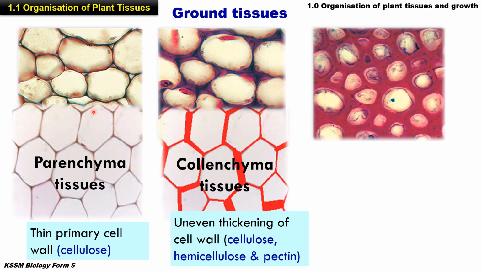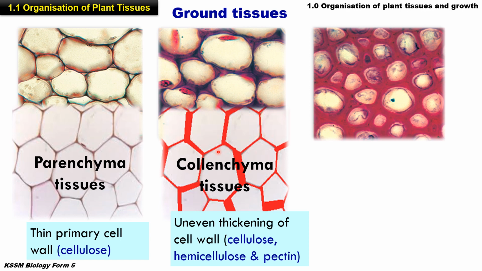Okay, beza. Tengok, kalau you lukis, baru you notice the difference. If you just watch the video without doing anything, you lupa. Okay, so parenchyma is thin, collenchyma uneven thickening. Ada another, some of the part thicker, some of the part thin.